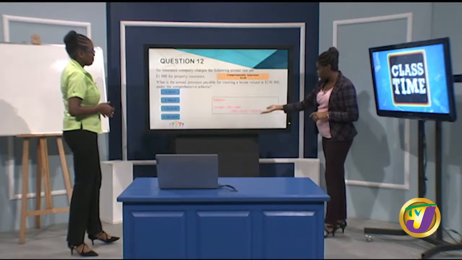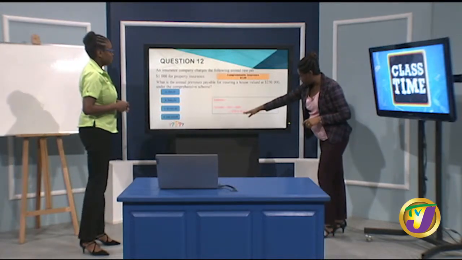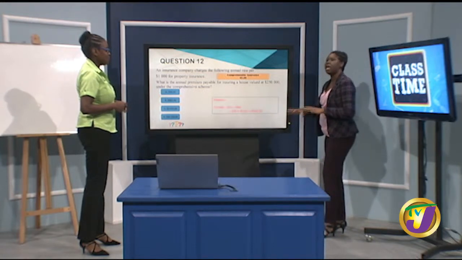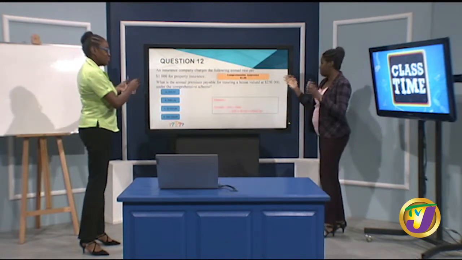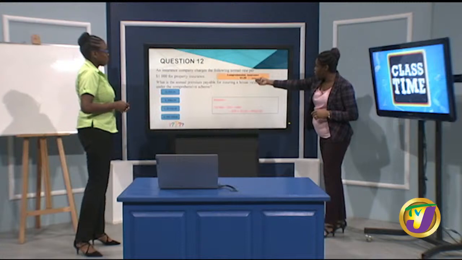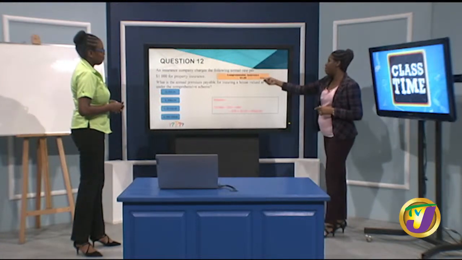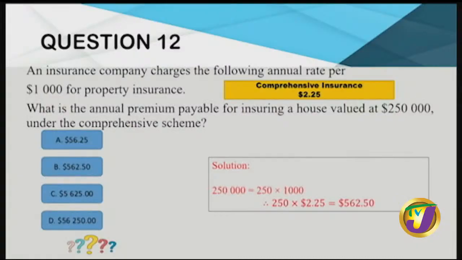All right, so 250, because there are 250 thousands in 250,000, and each of them is paid at a rate of $2.25. Multiplying that will give us $562.50. All right, so Nikisha, before we move on, is there a quicker way for students to actually do this calculation?